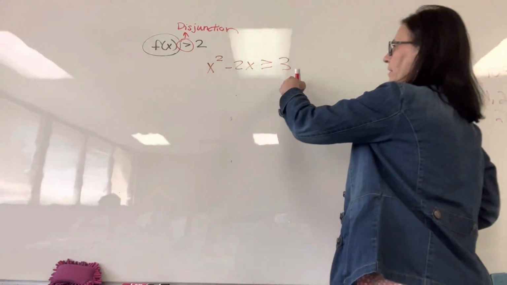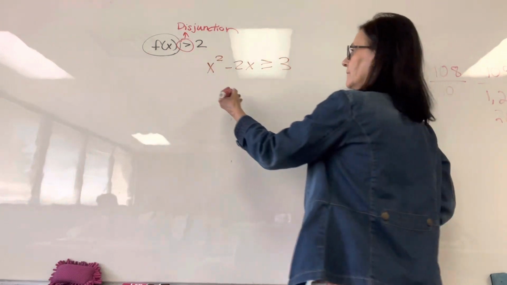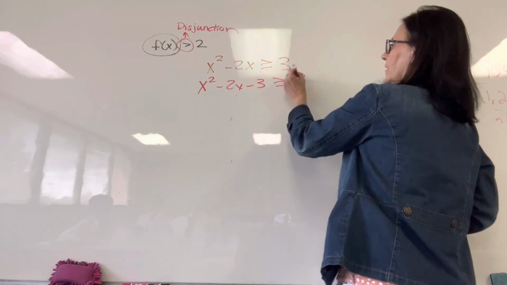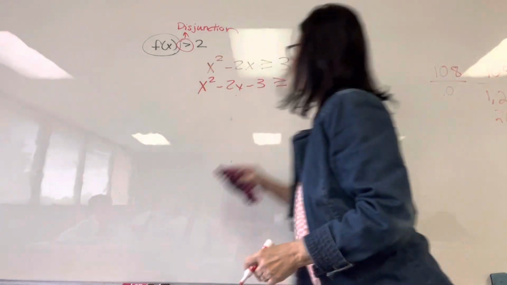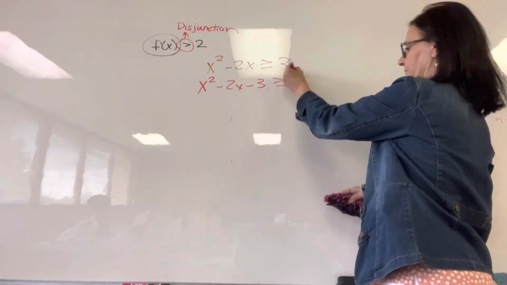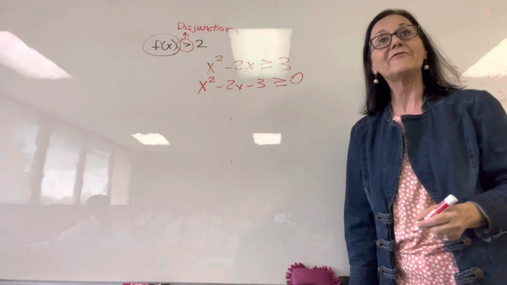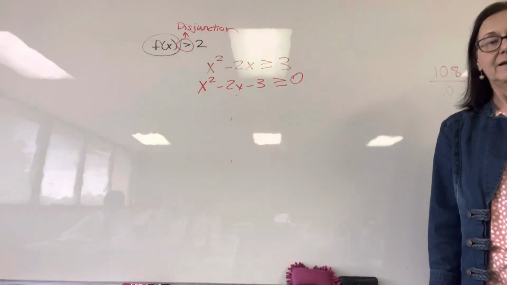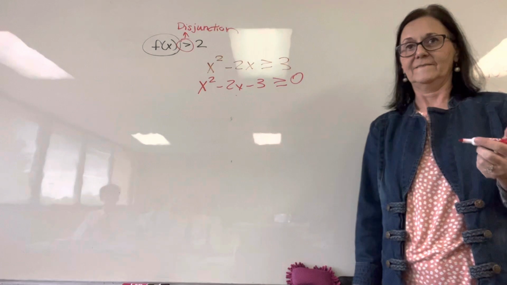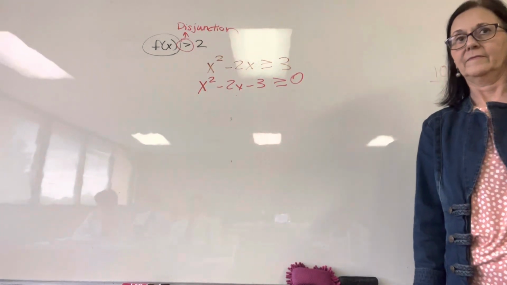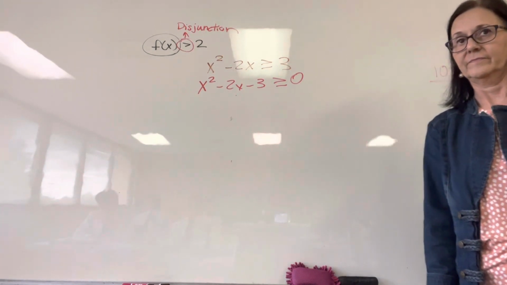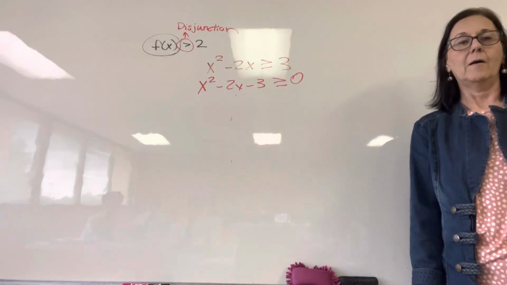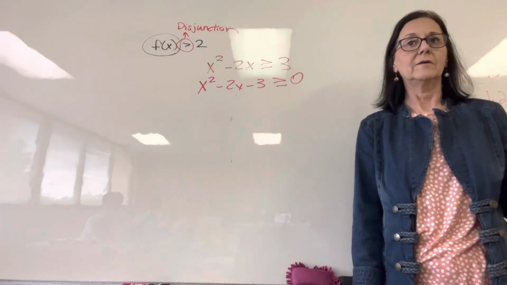We're going to subtract 3 on both sides. So we end up with x squared minus 2x minus 3 greater than or equal to 0. Now we have to factor it. So what are the questions we ask when we factor? The first one is what they multiply to, and then what they add to. Correct. Multiplied it equals -3.